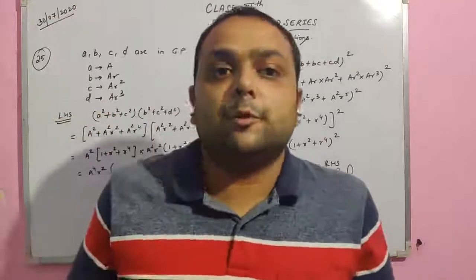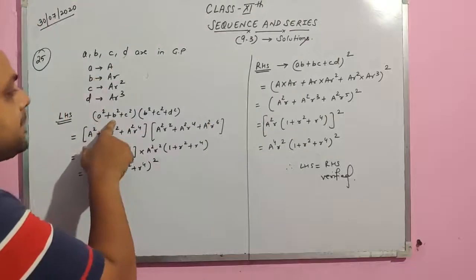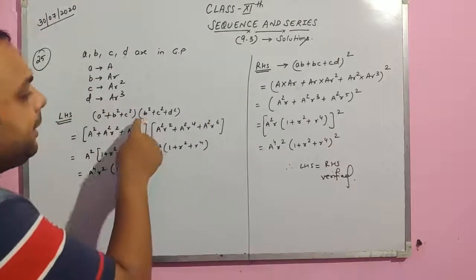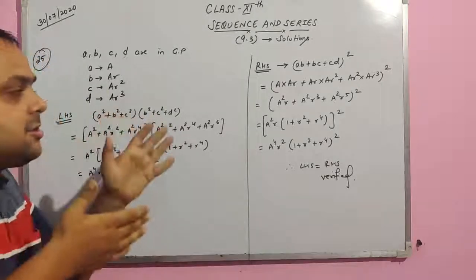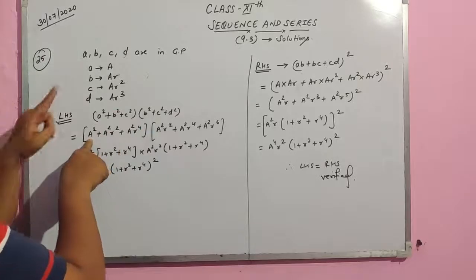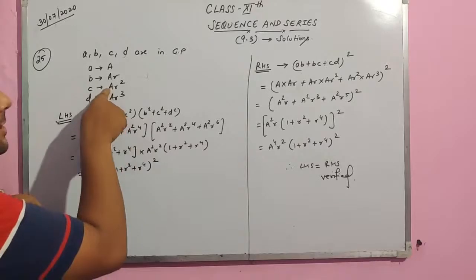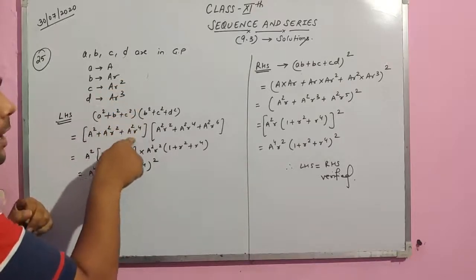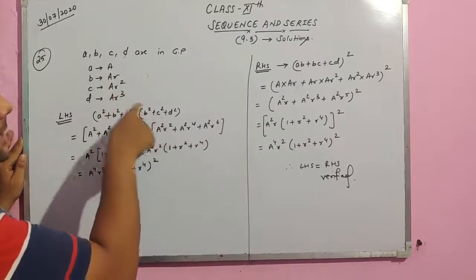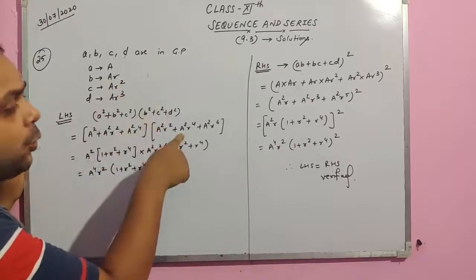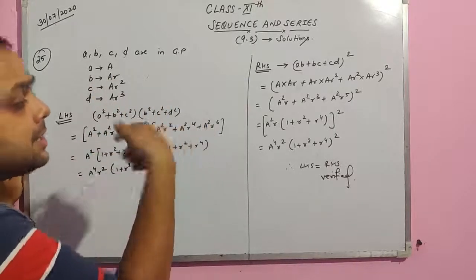As we all know, the general term of the GP is AR to the power n minus 1. Now the LHS part is (A square plus B square plus C square) multiplied by (B square plus C square plus D square). We are just going to put the values of these terms here. So A is capital A square, B is AR whole square, meaning A square R square, C is AR square, so the square of it is A square R to the power 4. Again B is AR, so the square is A square R square. C is AR square, so the square is A square R to the power 4. D is AR cube, so the square is A square R to the power 6.